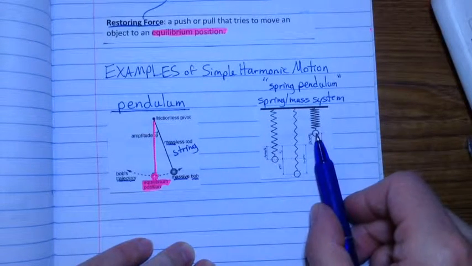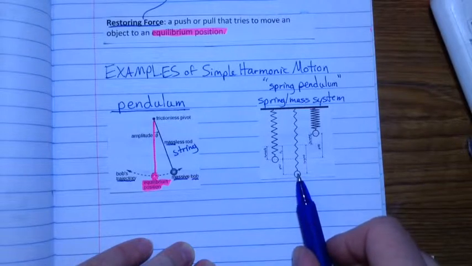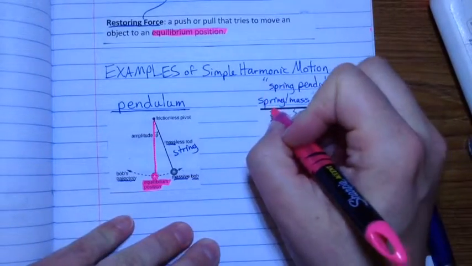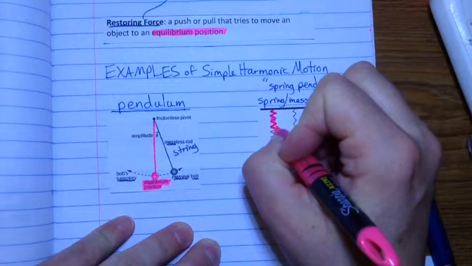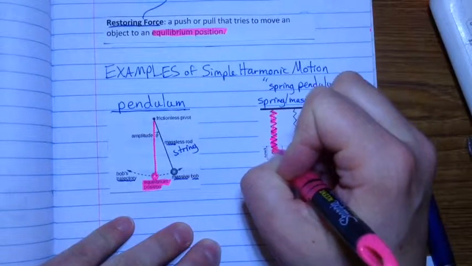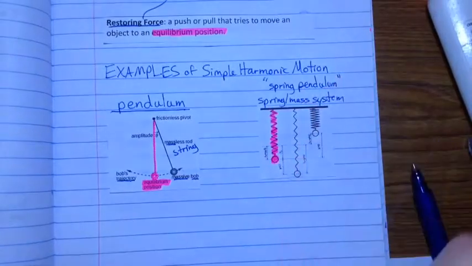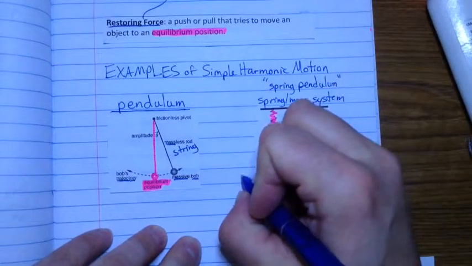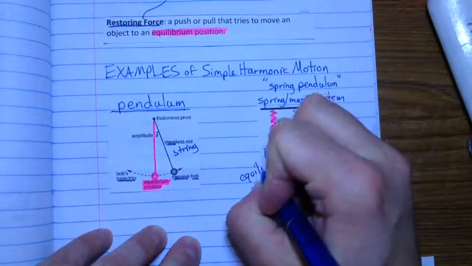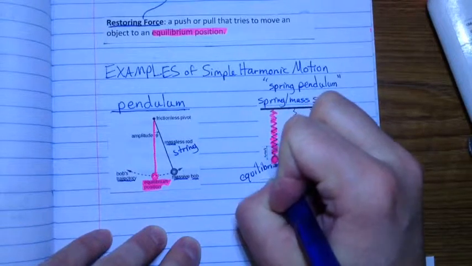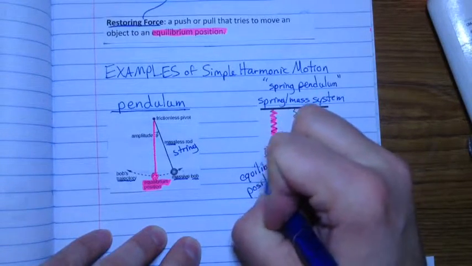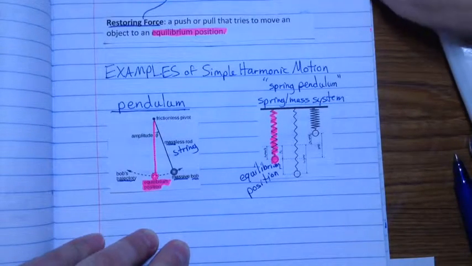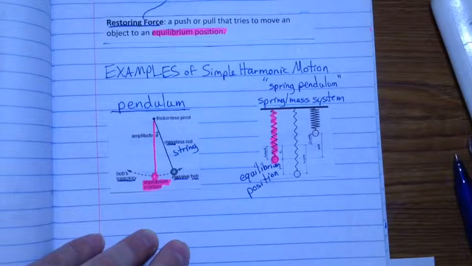Not when it's all scrunched up, that's when it's at its highest. When it's all stretched out, that's at its lowest. But when it's in that nice, just hanging there position, that is the equilibrium position. So go ahead and label that equilibrium position. And that's the basics of harmonic motion.